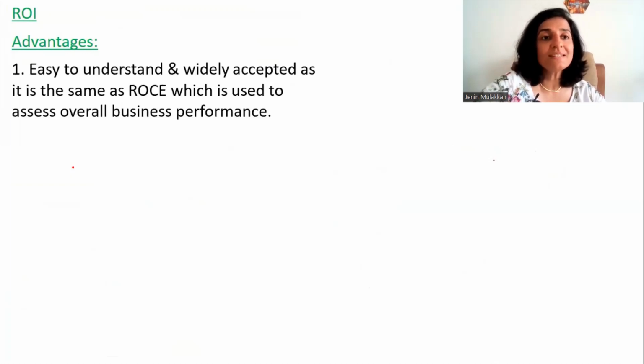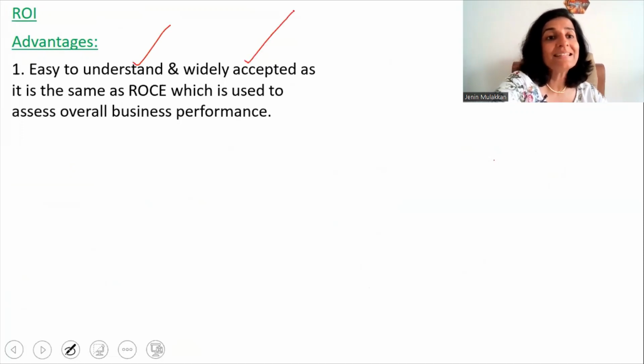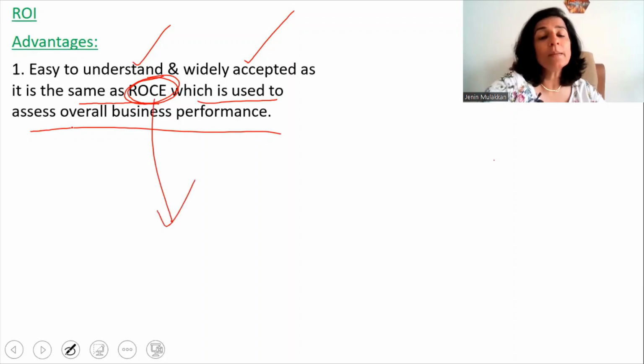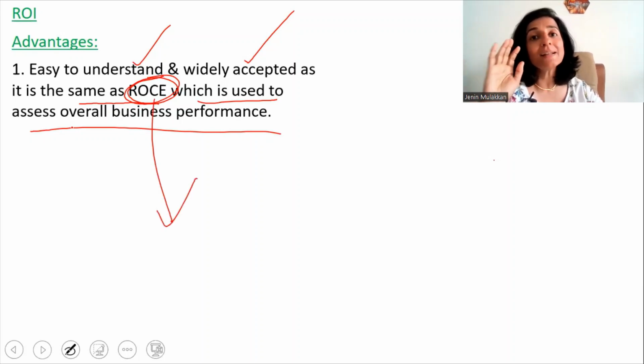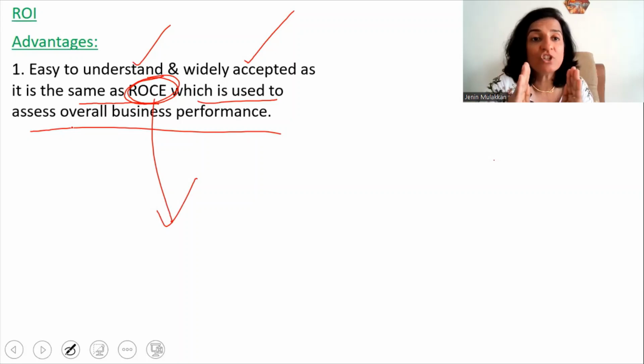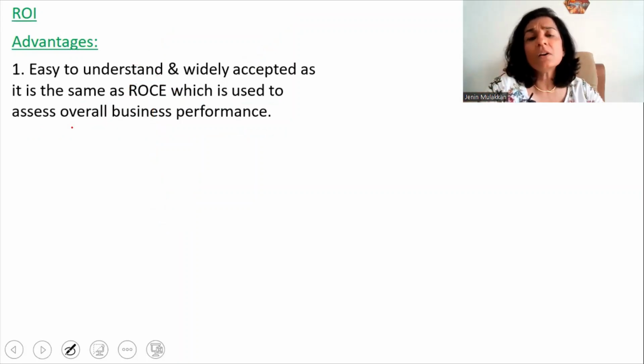The first advantage is it is easy to understand and it is widely accepted as it is the same as return on capital employed, which is used to assess the overall business performance. Now, return on capital employed and return on investment, the formula is the same. The only thing is return on capital employed is calculated for the company as a whole, and return on investment is calculated for the division. So since it is very similar to return on capital employed, it is very easy to understand.